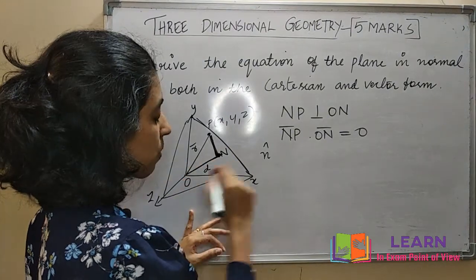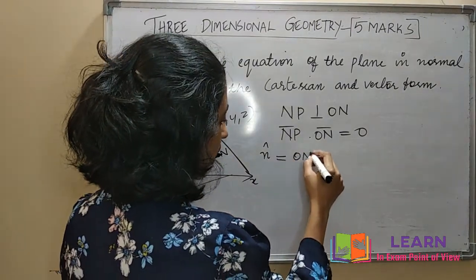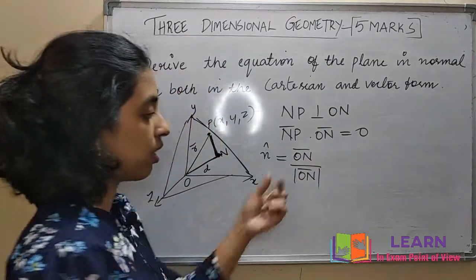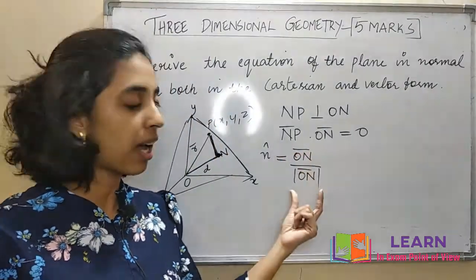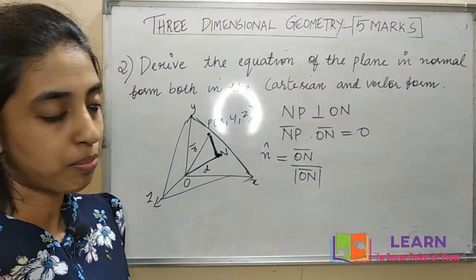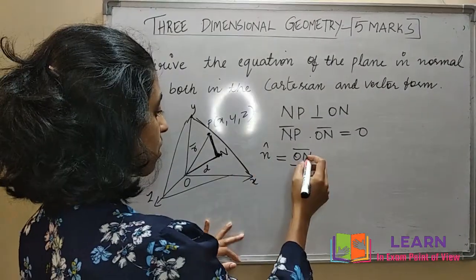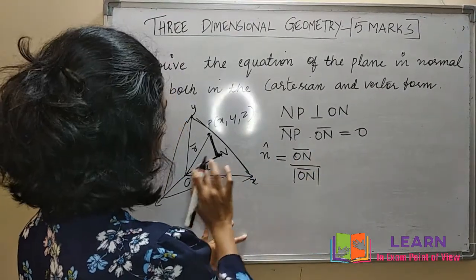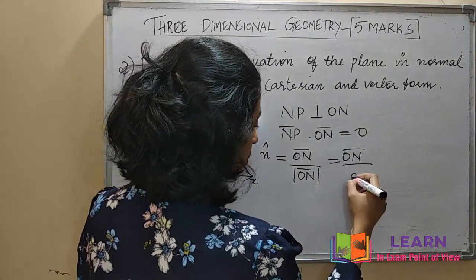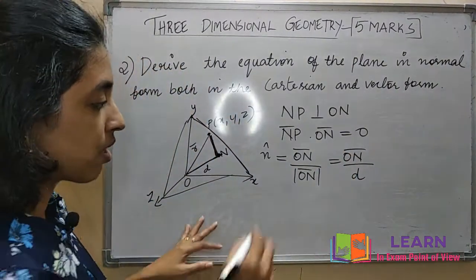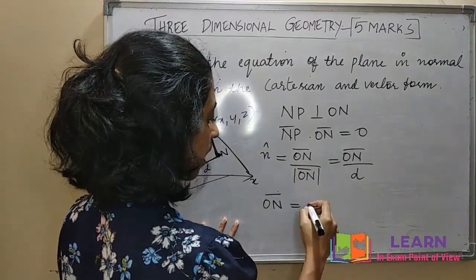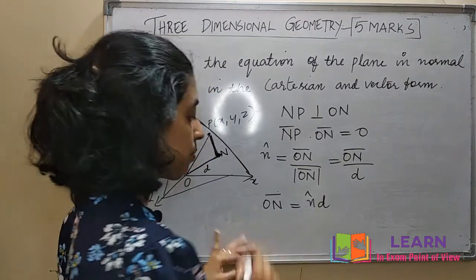How do you write the unit vector? ON divided by mod ON. A vector divided by its magnitude gives its unit vector n cap. The magnitude of ON is the distance d. So the ON vector can be written as d into n cap.